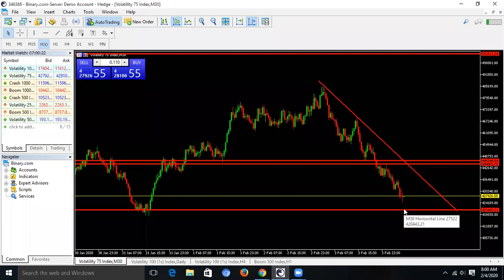Just leave it first. It means that the sellers are strong, stay strong. It may break through this zone and start going down. Do you guys understand?